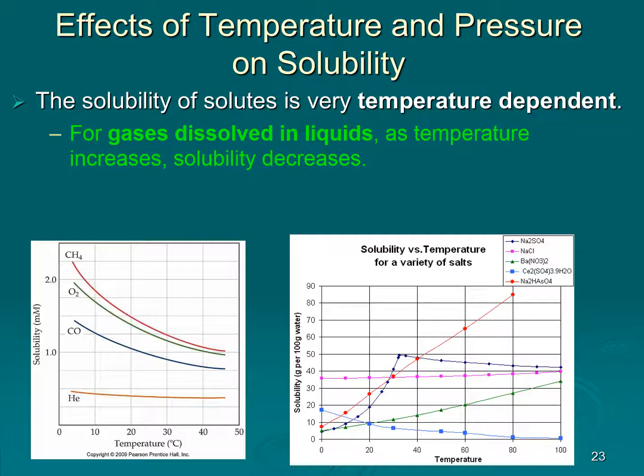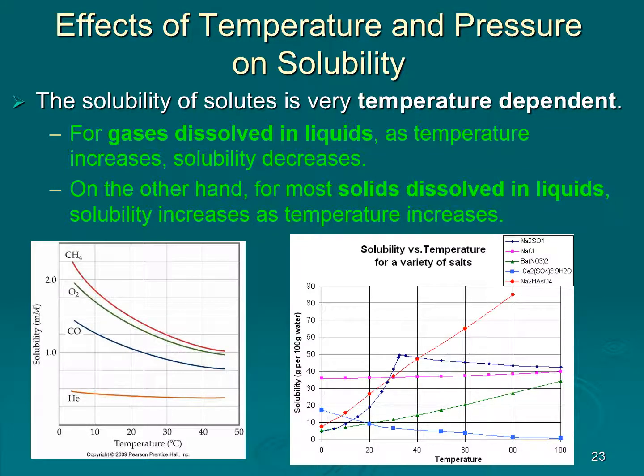So the solubility of gases decreases, and that's actually a problem. One of the problems with global warming is that the temperature of our oceans is steadily increasing, maybe slightly, but then the solubility of that oxygen will go down, and so there will be less available for the creatures in the sea. Anyway, now in general, solids are more soluble if you increase the temperature. So most solids will dissolve in liquids, and the solubility will increase with temperature increases, and that's the graph on the right.